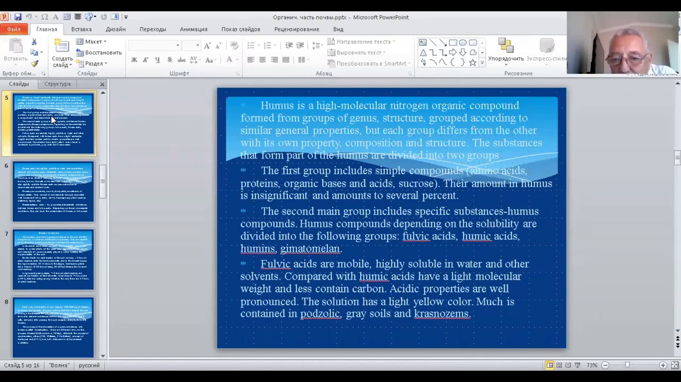The second main group includes specific substances, humus compounds. Humus compounds, depending on solubility, are divided into the following groups: fulvic acids, humic acids, and humin (hematomelanic acids). Fulvic acids are mobile and highly soluble in water and other solvents. Compared with humic acids, they have a lower molecular weight and contain less carbon. Acid properties are well pronounced, and the solution has a light yellow color. They are found in large amounts in podzolic, gray soils, and krasnozems.